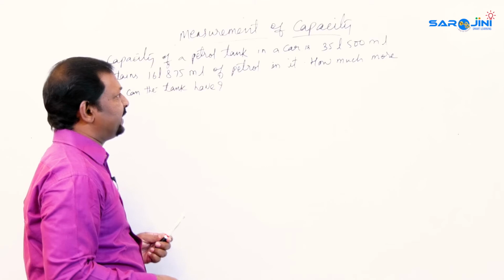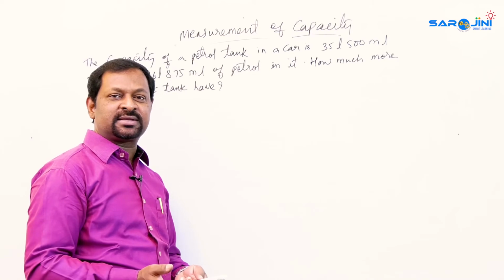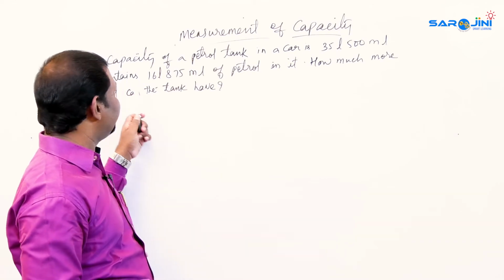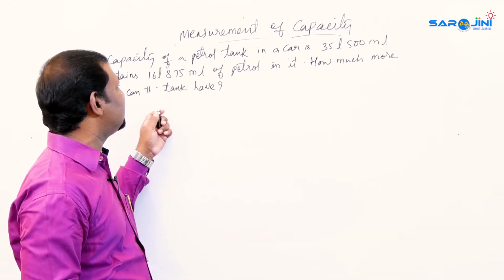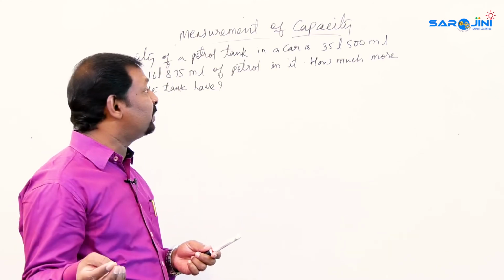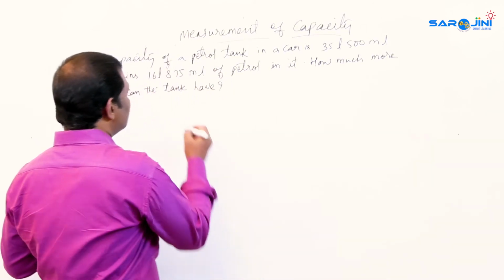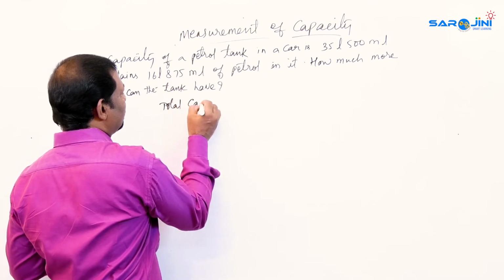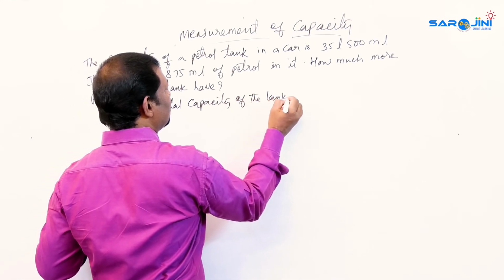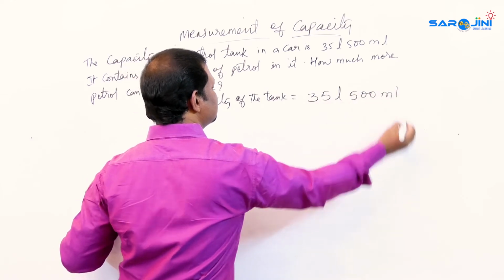The capacity of a petrol tank in a car is 35 liters 500 ml. So the total capacity of the petrol tank in a car is this much. But it contains already 16 liter 875 ml of petrol in it. Already some quantity of petrol is there. The question is how much more petrol we can pour in it, just like the previous problem. So total capacity of the tank is 35 liters and 500 milliliters.